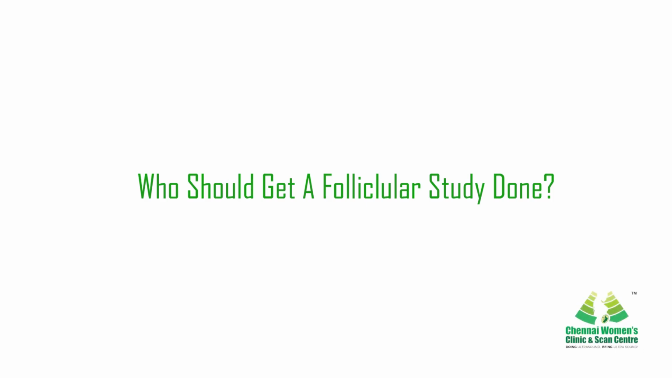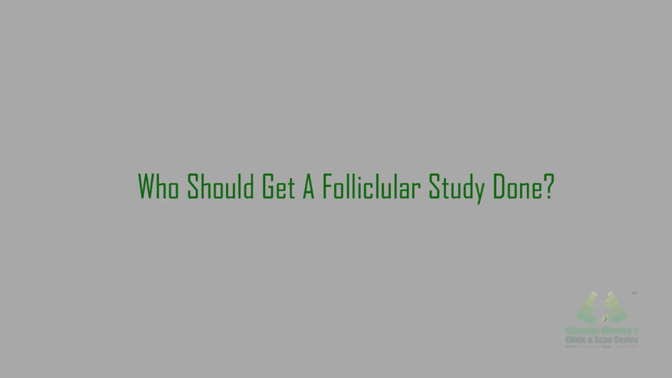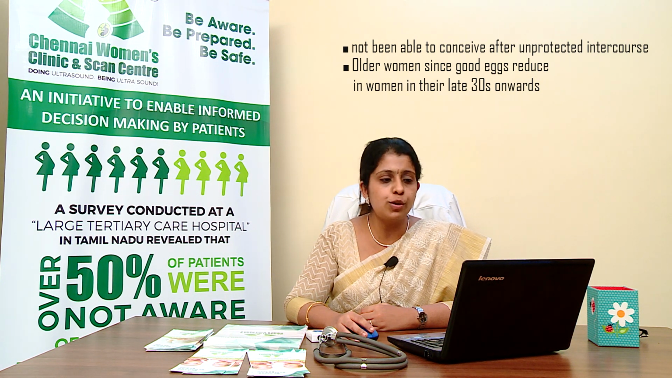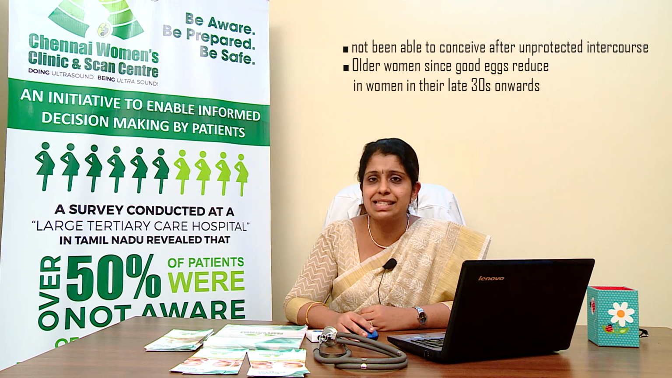Who should get a follicular study done? Though any woman trying to get pregnant can get a follicular study done, it is frequently recommended as the first line of management for infertile couples who have not been able to conceive after having unprotected intercourse for more than a year. The age of the woman may also play a significant role, as good eggs cease to be produced in women who are in their late 30s or 40s. The pregnancy rates can decline sharply after a woman crosses the age of 35.